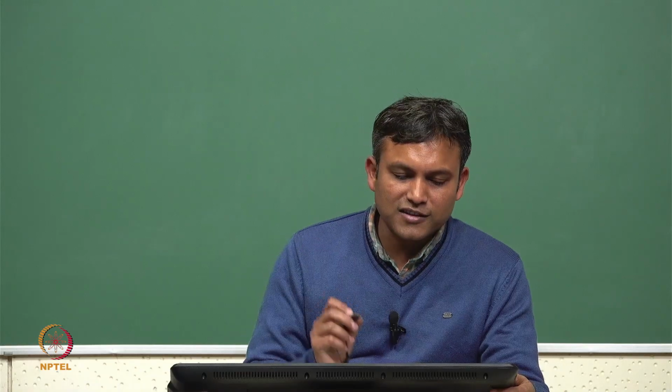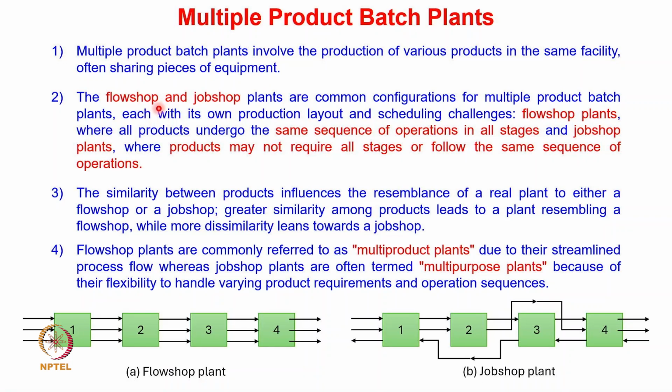So there are two definitions. The first one is a flow shop problem, and the second one is a job shop problem. Flow shop and job shop plants are common configurations for multiple product batch plants, each with its own production layout and scheduling challenges. Flow shop plants are where the products undergo the same sequence of operations in all stages, whereas in job shop plants the products may not require all stages or follow the same sequence of operations.